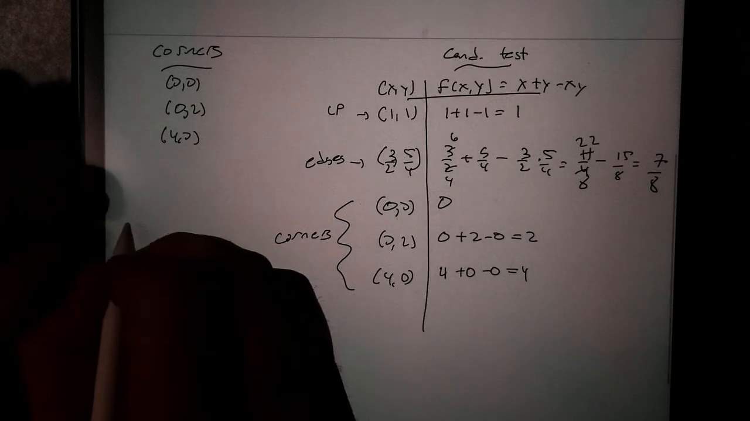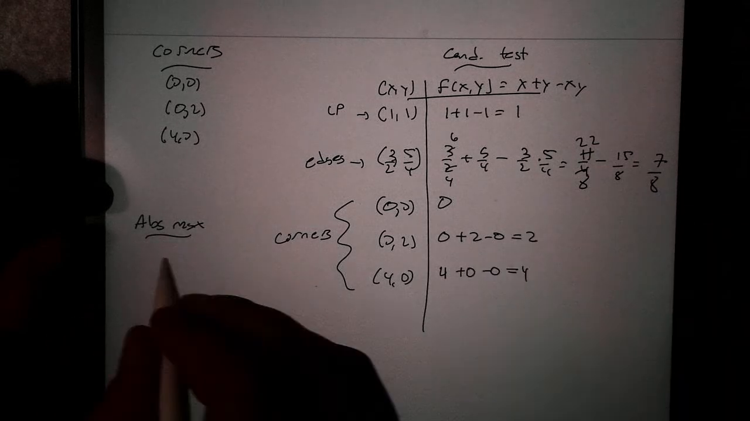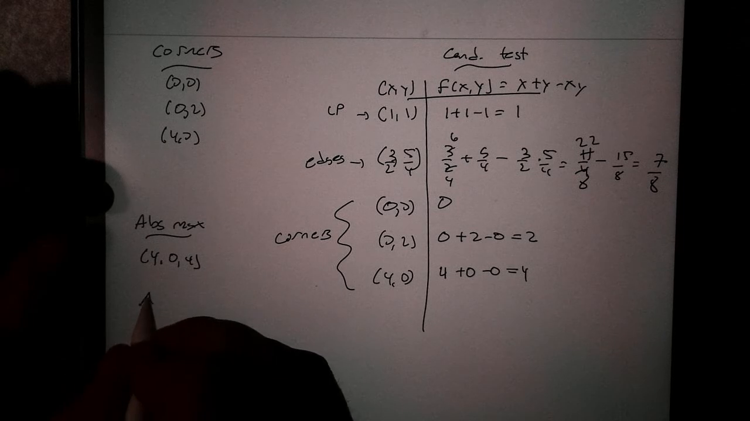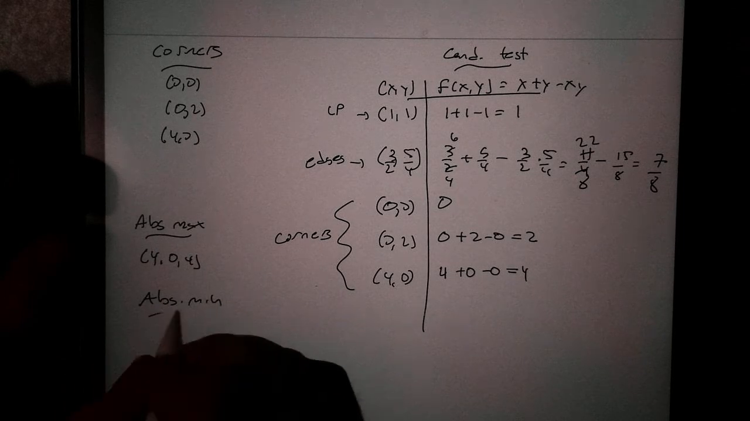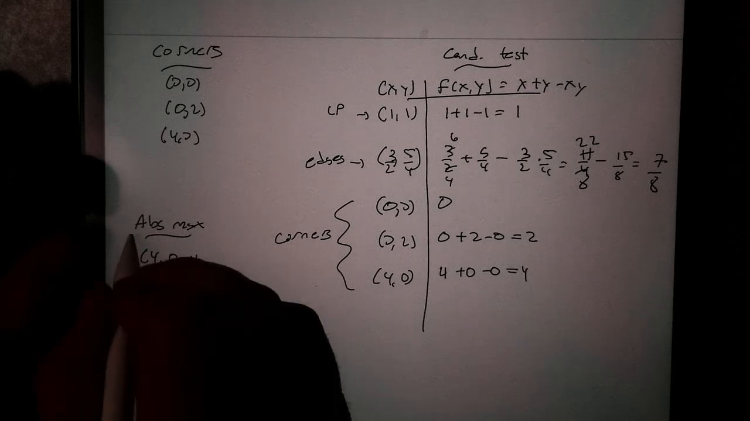So now we can get our answer. Our absolute maximum value, the biggest value, is going to be 4. That's at 4, 0. And our absolute minimum, that's going to occur at the origin, 0, 0, with value 0. And there we have it.